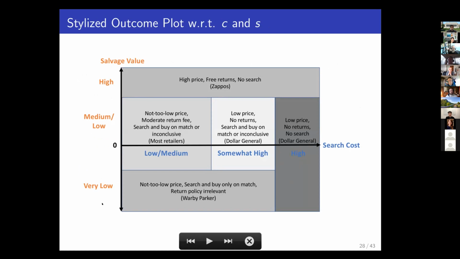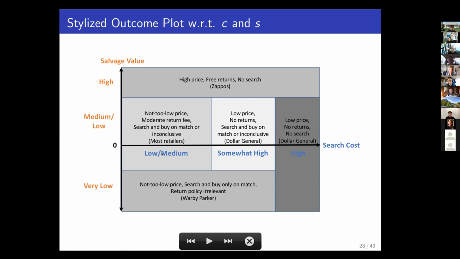And this is the salvage value. So if salvage value is high, this is Zappos, you charge a high price, free returns, consumers don't search. If salvage value is very low, this is Warby Parker, not too low price, search but buy only on match, and the return policy basically becomes irrelevant because you buy only on match.